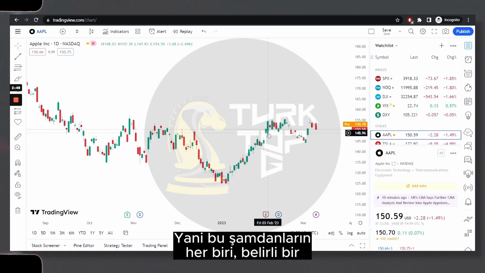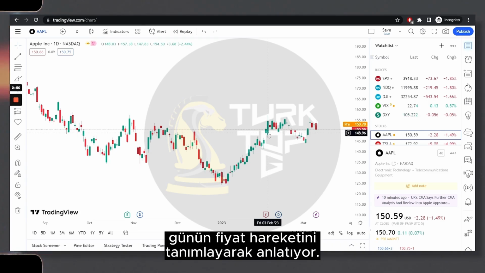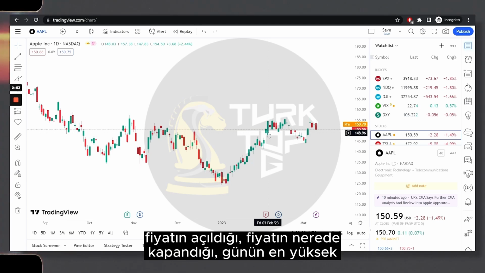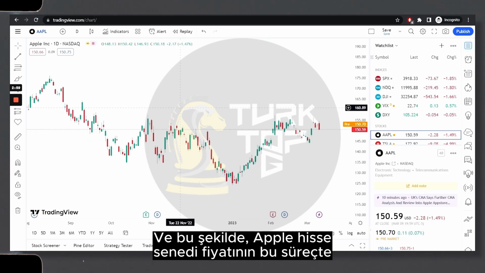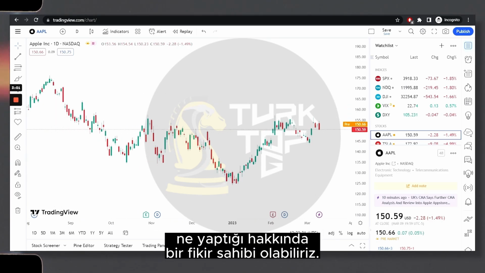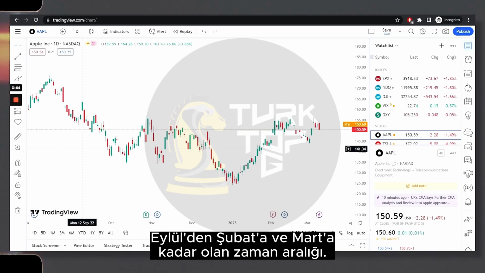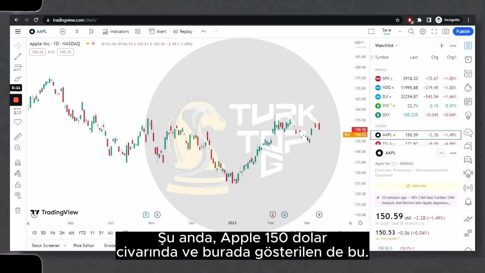So each one of these candlesticks is telling the price action of an individual day by defining 4 important points: where price opened, where price closed, and the high of the day and the low of the day. And that way we can have an idea of what Apple's stock price was doing all the way in this time frame from September to Feb to March. Right now, Apple is around $150, and that's what's showing here.